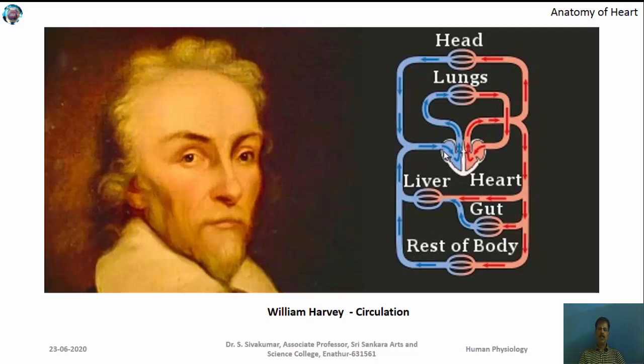Whenever we talk about the circulatory system, we should not forget William Harvey, because he is the one who discussed and explained the different circulatory systems which exist in a human body. So, on the basis of his work, we are going to study the circulatory systems and the functioning of the heart.